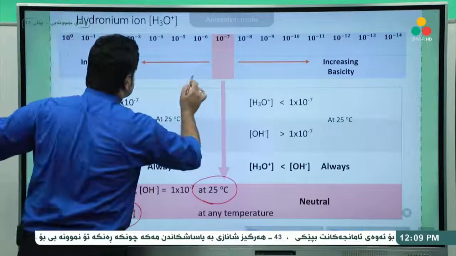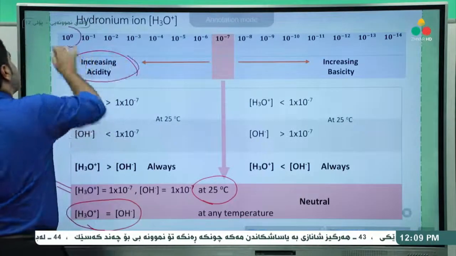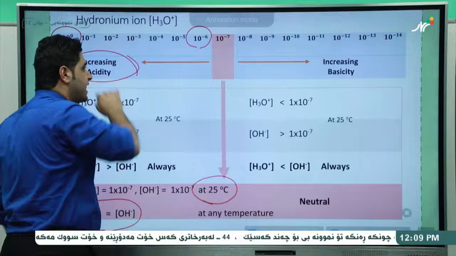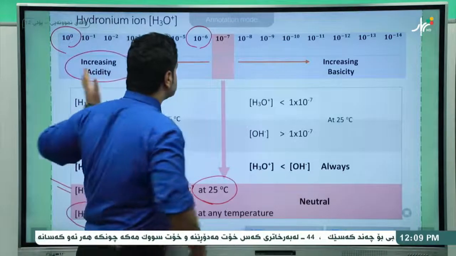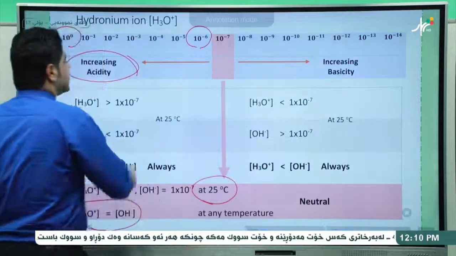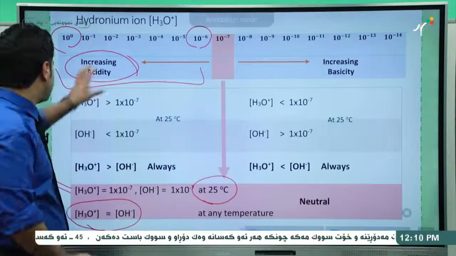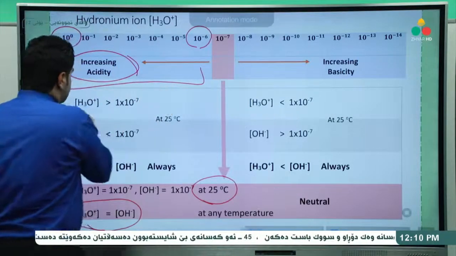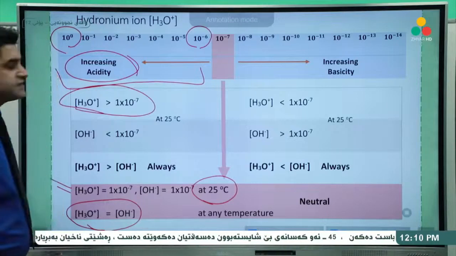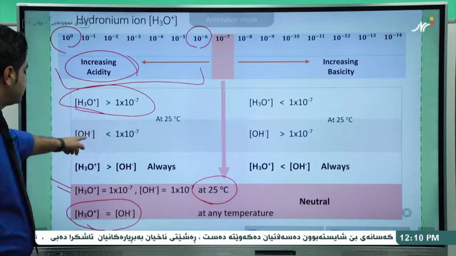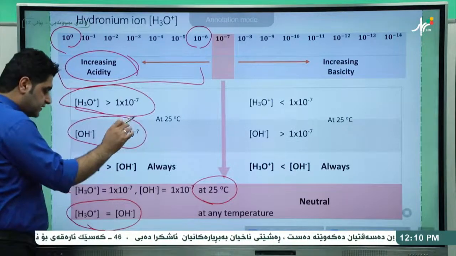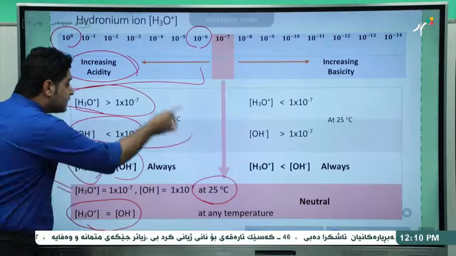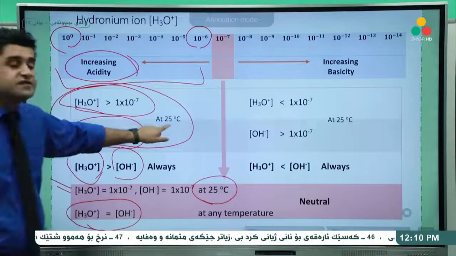Now, on the left side, the acidity increases. So here we have the maximum acidity strength, but here we have the lowest acidity strength, until the acidity disappears and it becomes basic. So this range is occupied by the acid property. If H3O is bigger than 1 times 10 to the negative 7, it's acid, and OH is smaller than 1 times 10 to the negative 7. So always H3O greater than OH, always. This information is true at 25 Celsius degree.